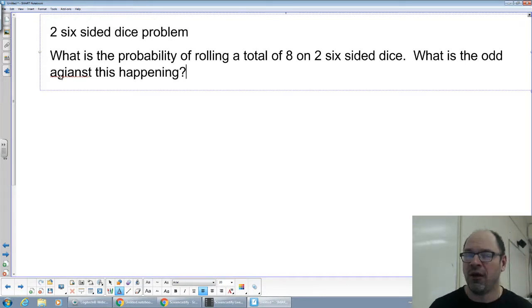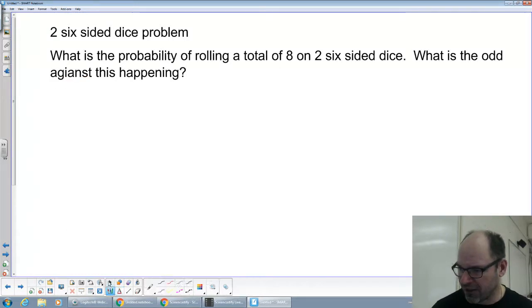Well, no. If you go 6 by 6, because you can get 6 different rolls on one die and 6 different rolls on the second die. So you can actually have 36 different rolls. So sometimes it helps to make a little chart here.